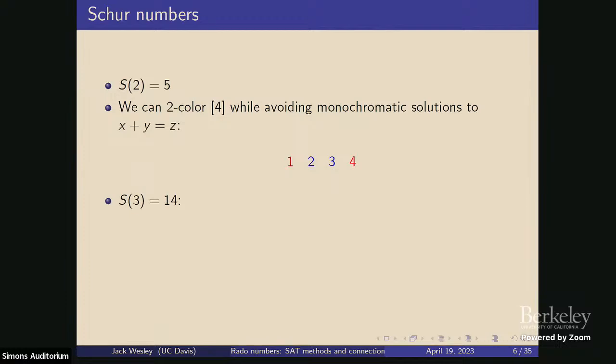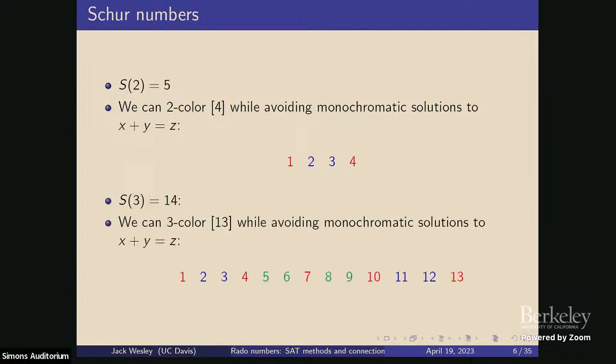S(3) is a little harder, but still doable by hand. You can 3-color 1 through 13 while avoiding solutions, but no matter what you do for 1 through 14, you get stuck. And I will say a bit more about the other known Schur numbers in a little bit, but I want to finish this historical story.